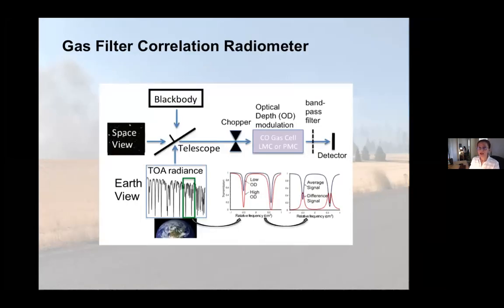MOPITT is a gas filter correlation radiometer, which makes it a little bit of an outlier. So the main difference is that the instrument has some cells with the target gas inside. In this case, the target gas is CO. So by having the incoming radiance going through those cells, you can pinpoint very precisely the absorption bands for your gas of interest and then focus on those.